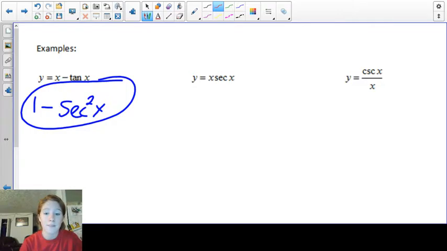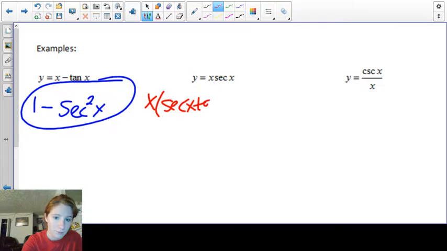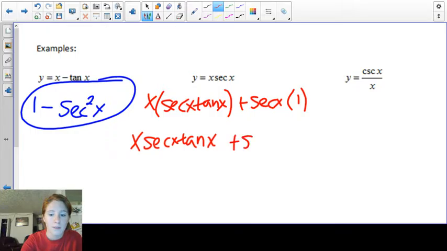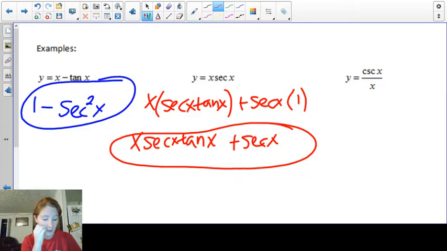Next one I have x secant x, which means I need to do product rule. So I have the first times the derivative of the second plus the second times the derivative of the first. So in this case, I have x secant x tangent x plus secant of x. I can't combine anything between those two different terms. So I'm just going to go ahead and leave it.